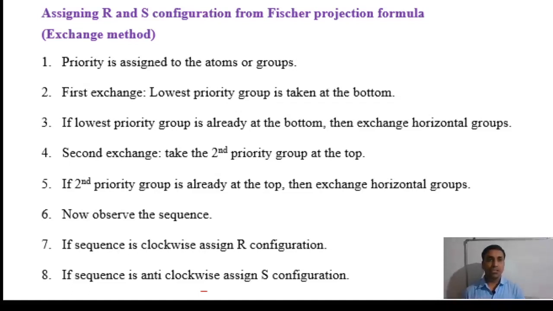In the first exchange, the lowest priority group is taken at the bottom. We shall just read the rules and then we will discuss the examples. Okay, so what is our first step? To take the lowest priority group at the bottom. If the lowest priority group is already at the bottom, then we shall exchange the horizontal groups.